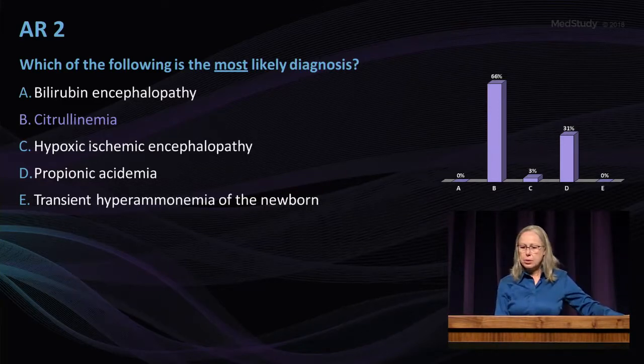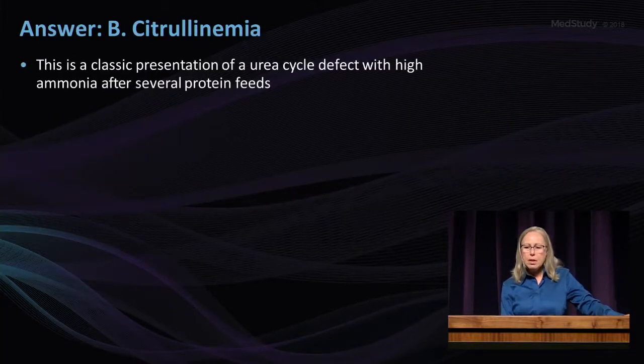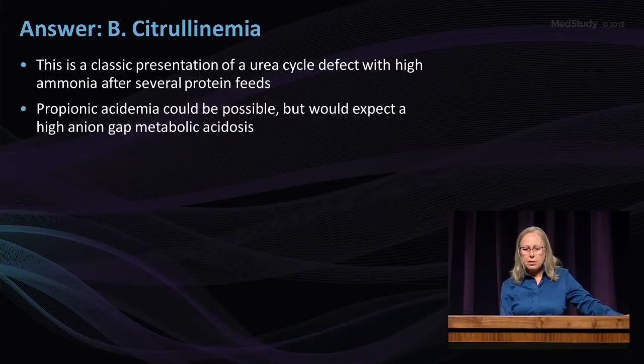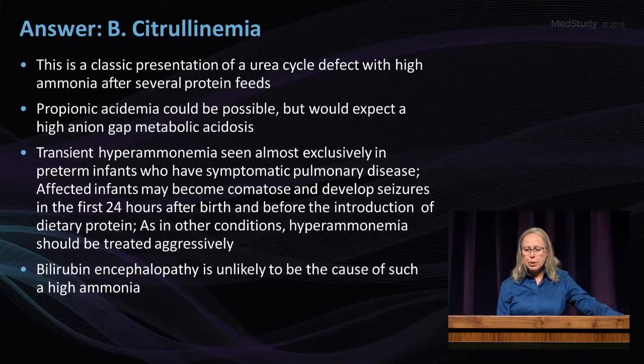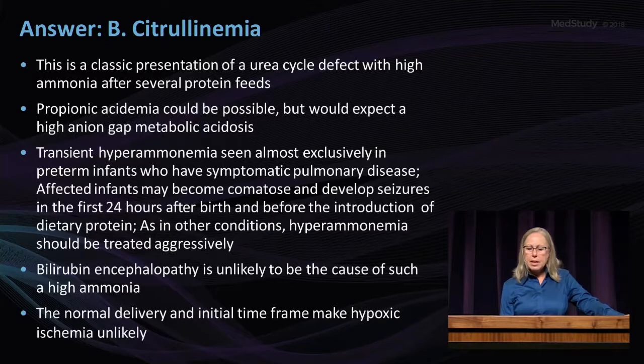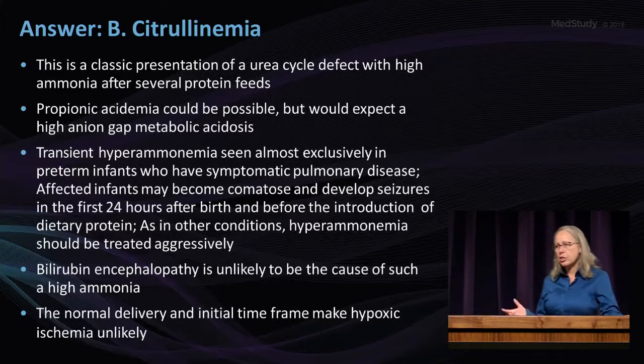And we've got the right split. So this is citrullinemia, but propionic is the next best guess because you have that elevated ammonia. So high ammonia after several protein feeds. Propionic is possible, but you'd expect a high anion gap metabolic acidosis. Transient hyperammonemia is almost always in preterm infants with pulmonary disease. You still treat it aggressively. Bilirubin, that's nice, but it wouldn't give you that type of high ammonia, and the normal delivery and intake makes the HIE really unlikely.